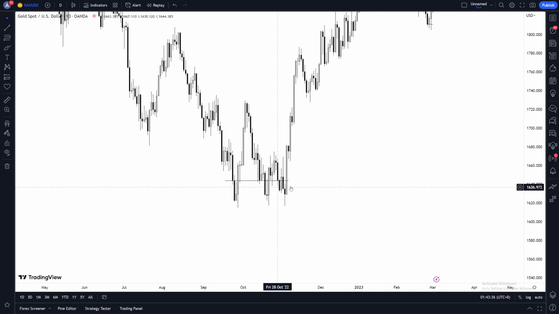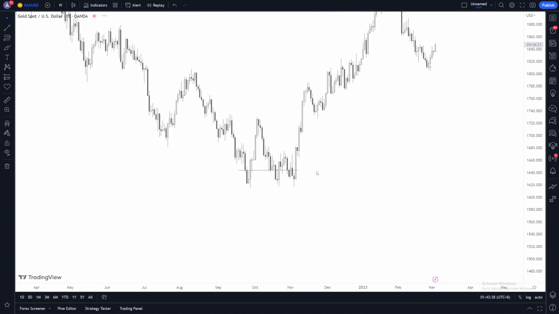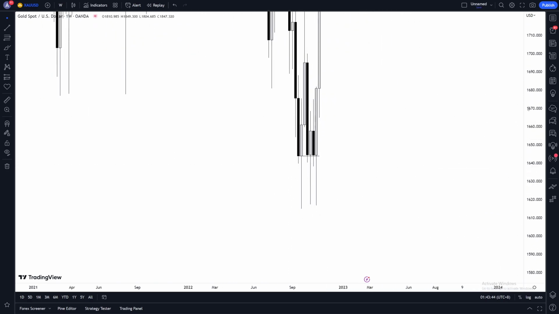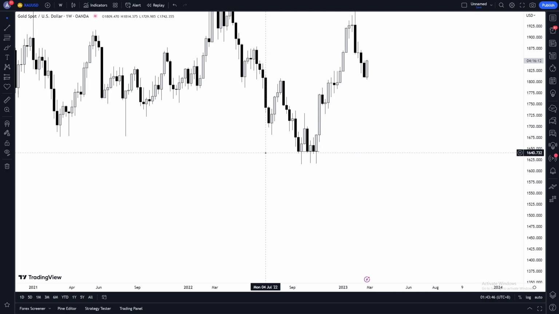But this is the thing. When you're wondering, Avi, how do I know how many times it can test before it moves? Here's the deal. Has it broken the level? No, we've not broken the level. So that's the first thing. We've not broken it, so don't worry about it. We can reject multiple times. But when can I say, oh, okay, it's not fresh anymore? Even if it rejects 4 times.